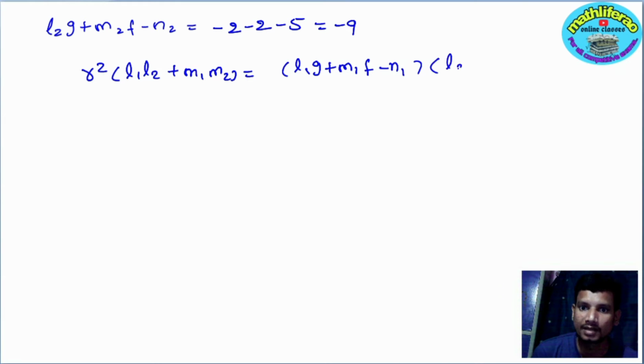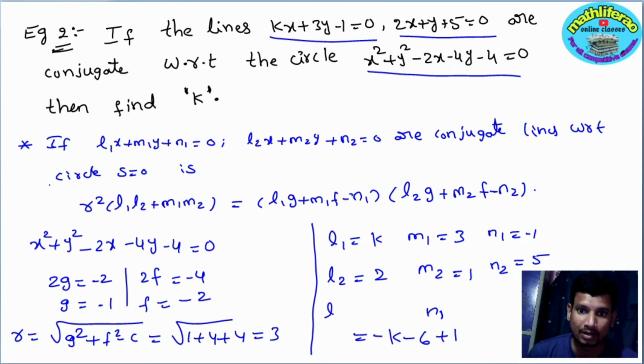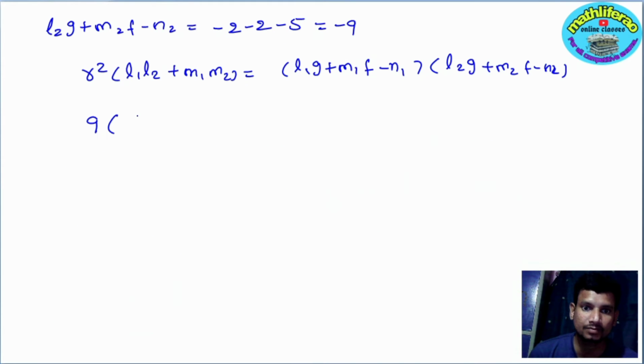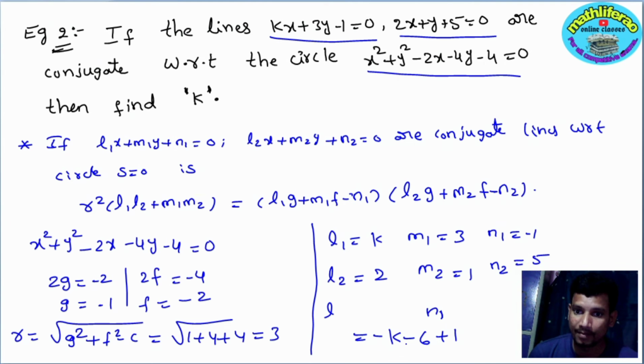So the formula we must use is r square into L1 L2 plus M1 M2 equal to L1G plus M1F minus N1, and next L2G plus M2F minus N2. Here R value 3, R square value 9 into L1 L2 plus M1 M2. L1 L2 is 2 into K, 2K, and 3 1s are 3. Here 2K plus 3 equals the first value, minus K minus 6 plus 1, so L1G plus M1F minus N1 value is minus K minus 5.